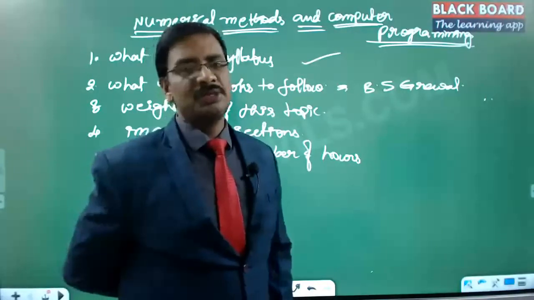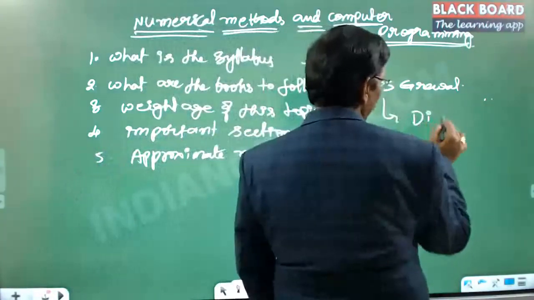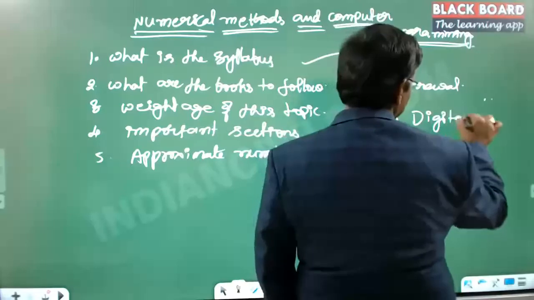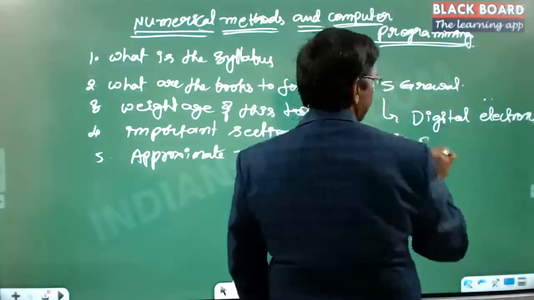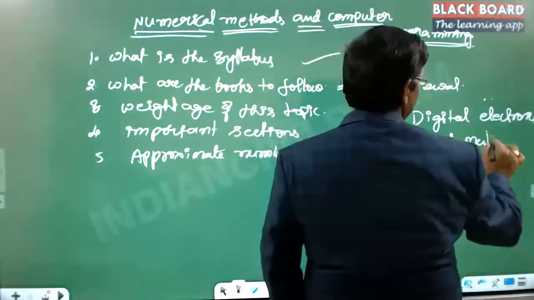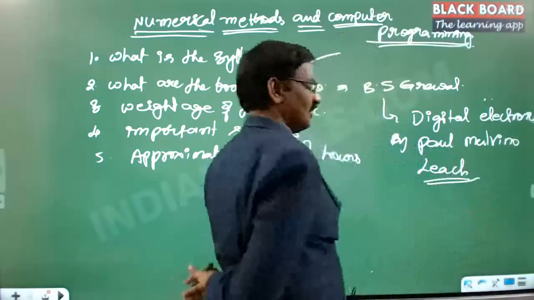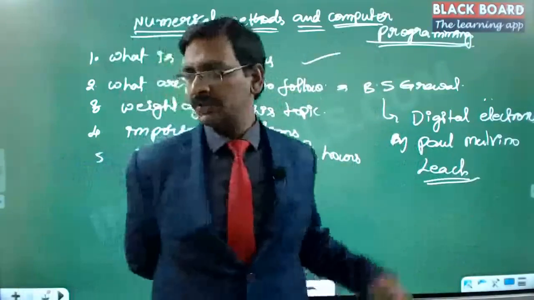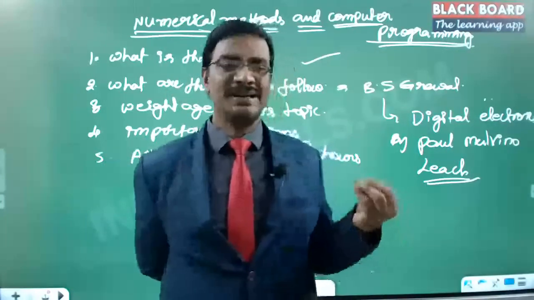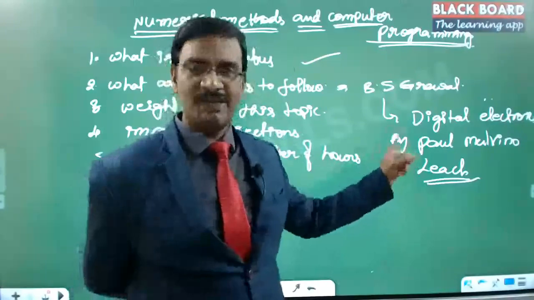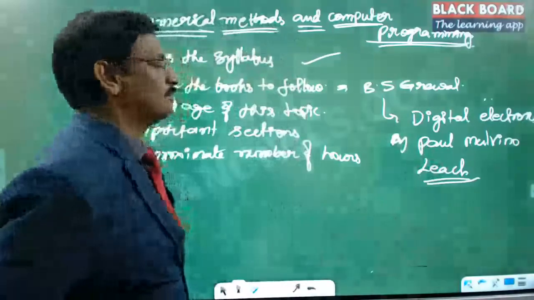But if somebody has not studied digital electronics, then there is one book, Digital Electronics by Paul Malvino and Leach. This is one of the very easy books. That's why I suggested this. People might have studied Kohavi or something like that. That level of standard is not required. This book is very easy to understand. This standard is more than enough for us. Got it? So this is Digital Electronics by Paul Malvino and Leach.